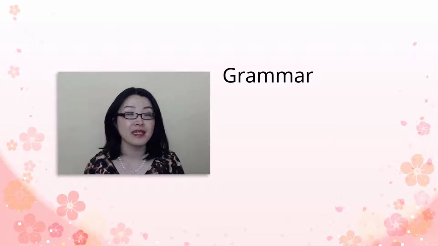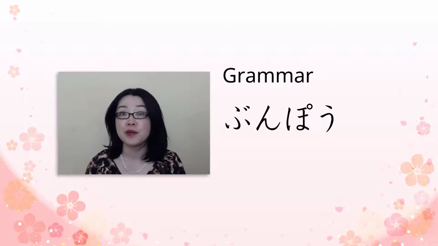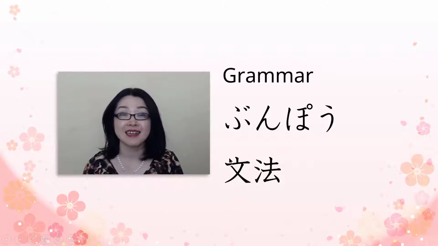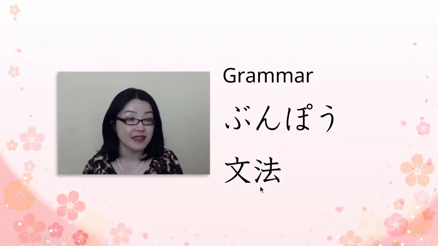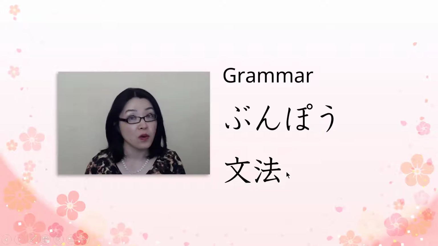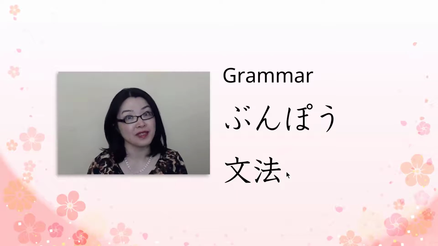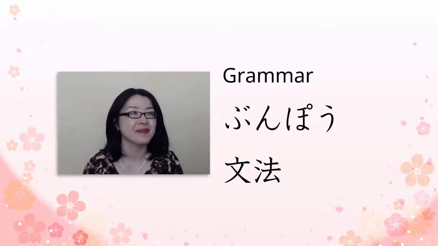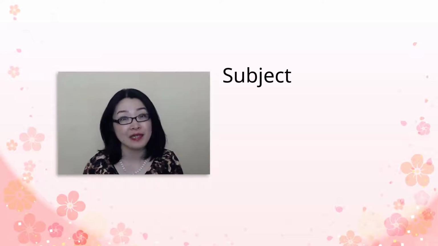The first word is grammar. 文法. The first kanji character means sentence, and the next kanji character means law or rule. So it means sentence rules. So that's grammar. 文法.